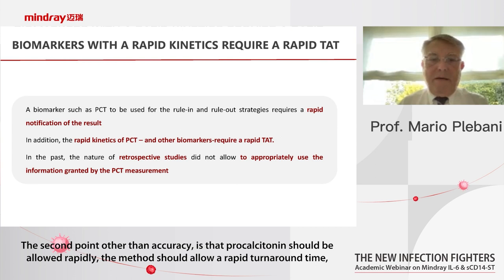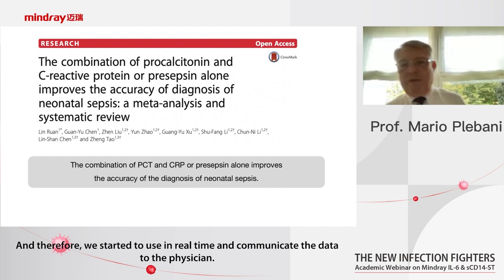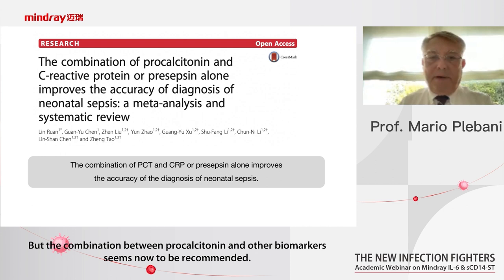The second point, in addition to accuracy, is that procalcitonin should allow a rapid turnaround time, because for procalcitonin, rapid notification of the result is mandatory, and therefore we started to use it in real time and communicate the data to the physician. But the combination between procalcitonin and other biomarkers seems now to be recommended.